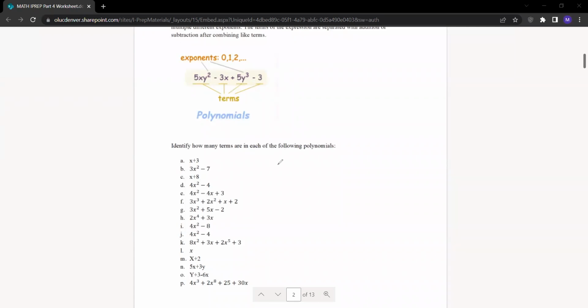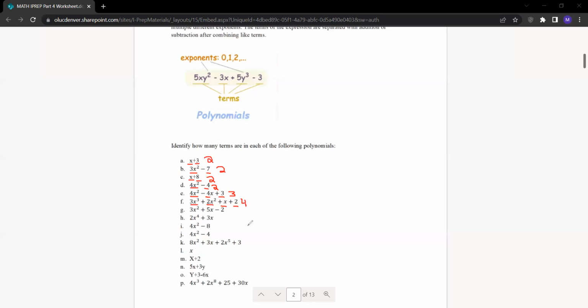Let's also work through some practice problems. We're going to identify how many terms are in each of the following polynomials. So here we have x plus 3. So 1, 2. All right, now we have 3x squared minus 7. Once again, we have 2. X plus 8. 2 again. 4x minus 4. 2. 4x squared minus 4x plus 3. That's going to be 3 this time, right? And what about 3x to the third plus 2x squared plus x plus 2? How many is that?